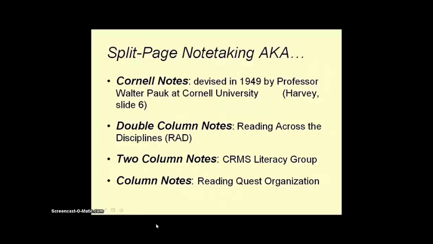I first learned of this style of note-taking 10 years ago when my school, the Pleasant Lee Middle School in Lee's Summit, Missouri, was following the Reading Across the Disciplines, or the RAD strategies. We called this system of note-taking double column notes. Likewise, the CRMS Literacy Group calls it two-column notes, and the Reading Quest organization calls their system simply column notes. No matter what you call it, this matrix style of note-taking has been proven extremely beneficial to many students.